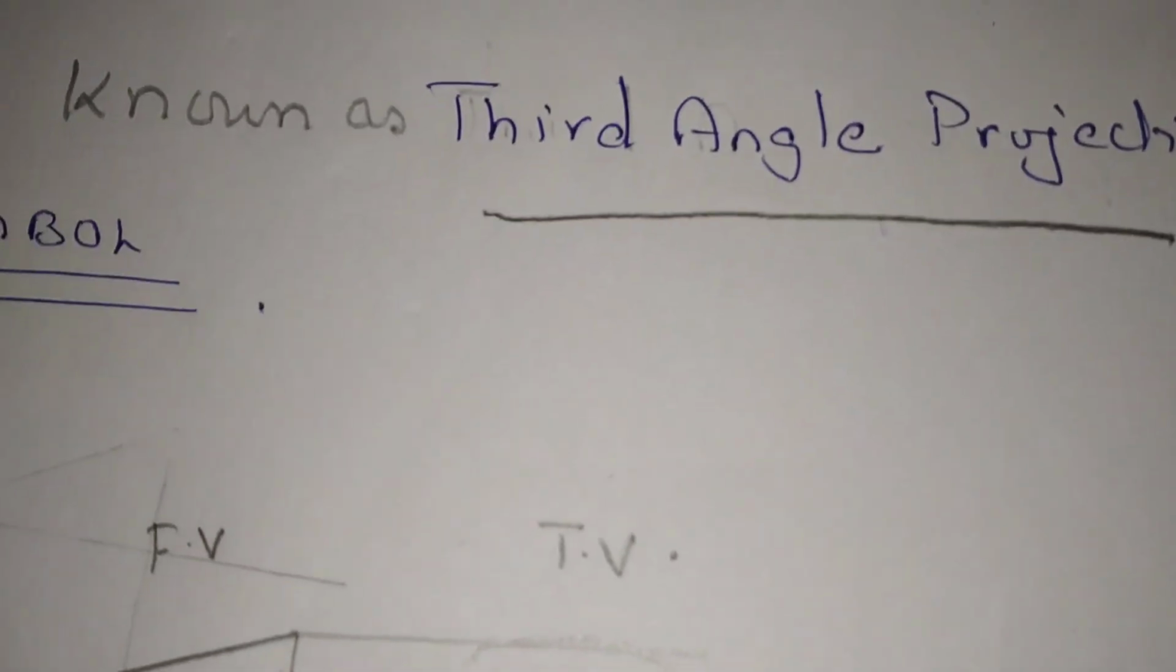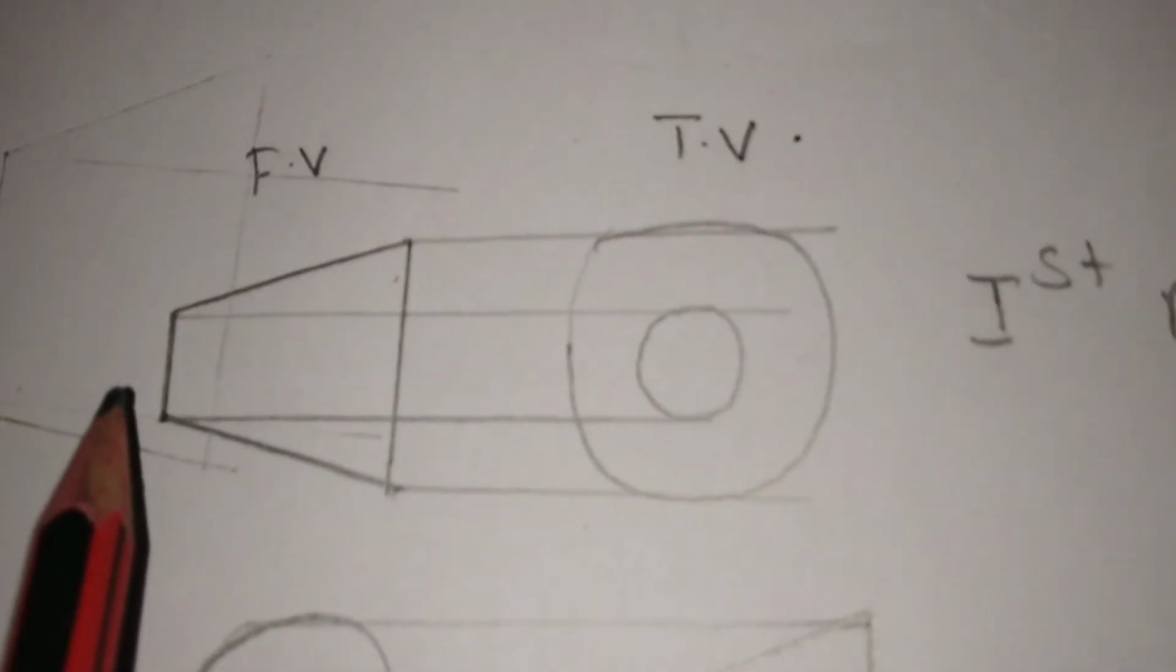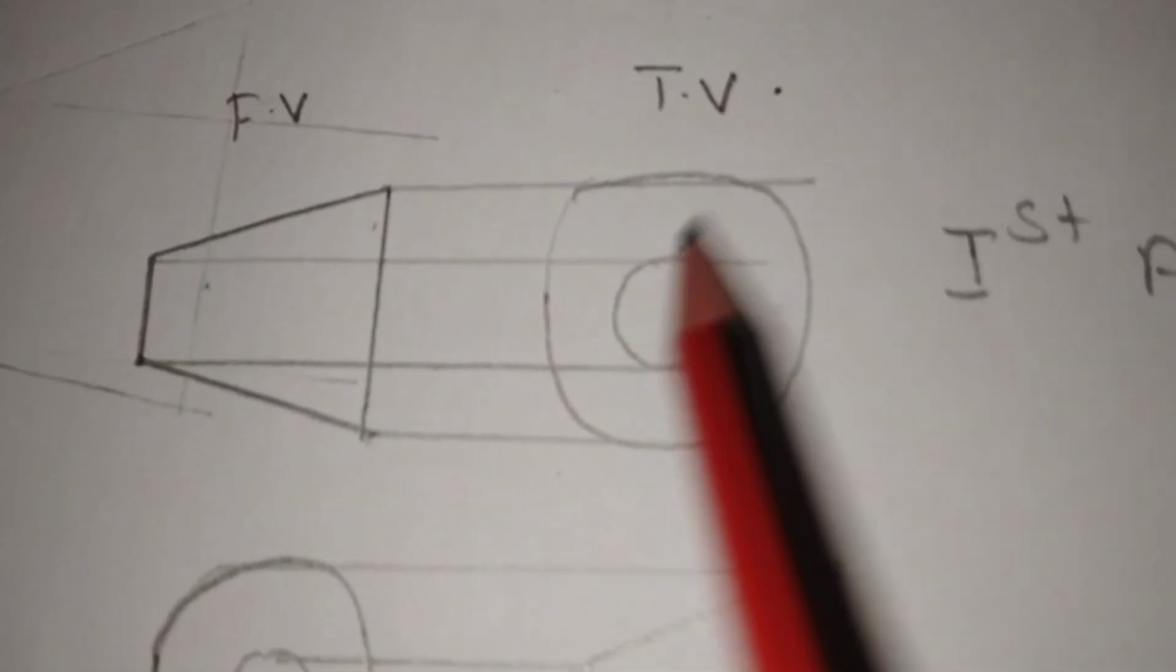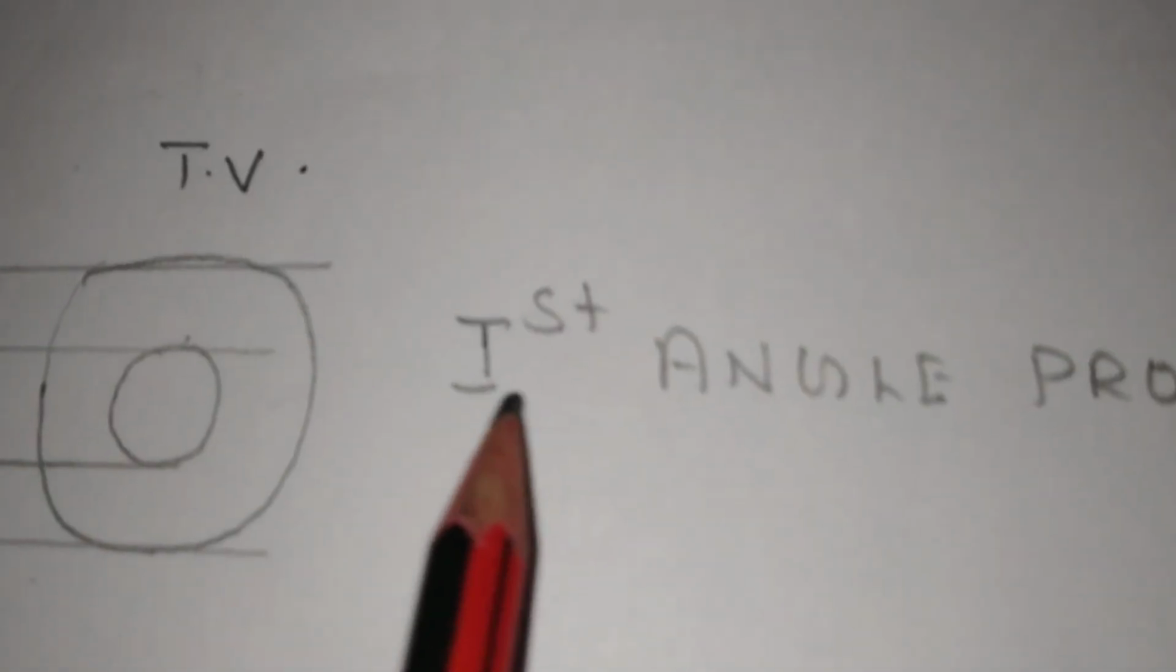Third angle projection we don't use much. We always go for first angle, and this is the symbol for first angle: first angle, front view, top view. Third angle, top view, front view. So this is your first angle projection. This is your third angle projection.